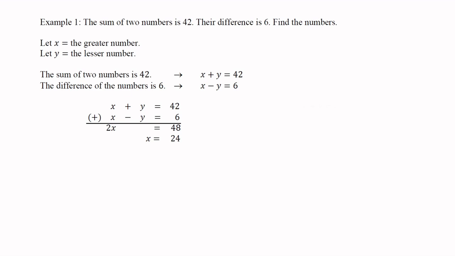Now take that 24, plug it into one of the 2 equations. I'll plug it into the first one. 24 plus y equals 42. Subtract 24 from each side, you get y equals 18. And so the 2 numbers are 24 and 18.